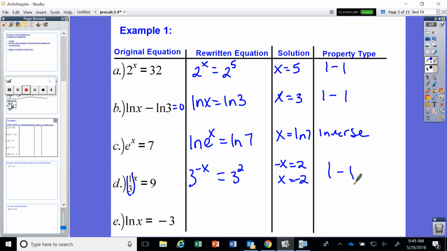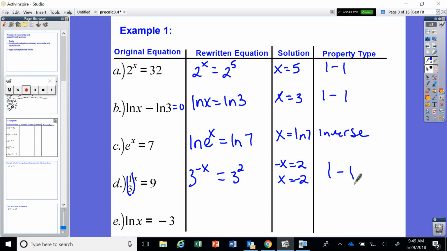And then our last one here, guys, what about the natural log of x equals -3? I need to get x away from the natural log. So in order to do that, I'm going to have to use my inverse property to what I call, quote-unquote, e both sides.